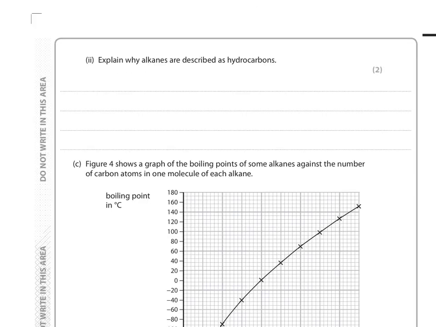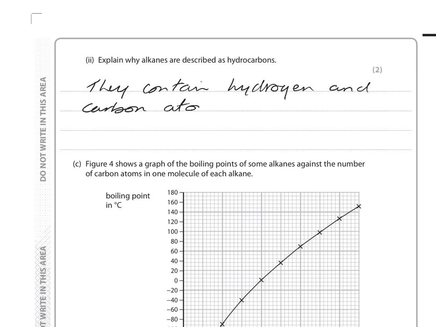Part 2 is an easy 2 marks. It says explain why alkanes are described as hydrocarbons, and the answer is they contain hydrogen and carbon atoms, and then the key word only. They only contain hydrogen and carbon, and that's what makes them a hydrocarbon.